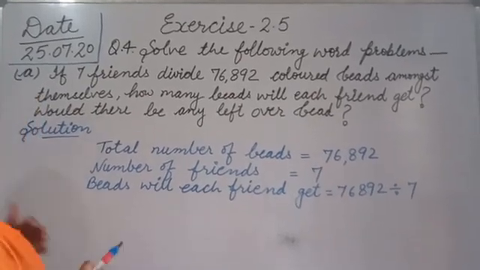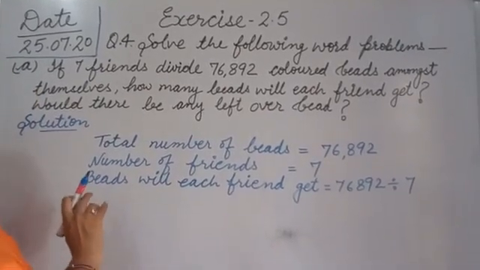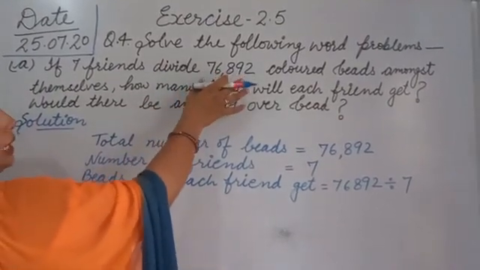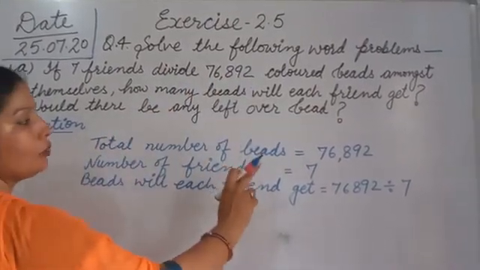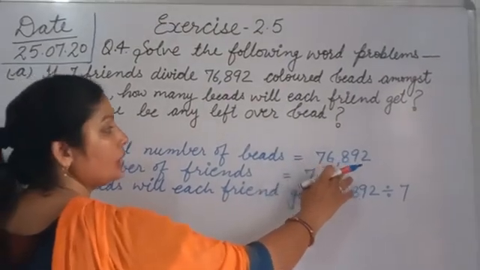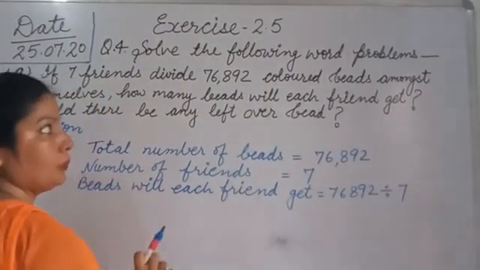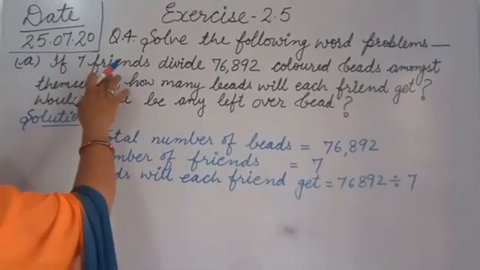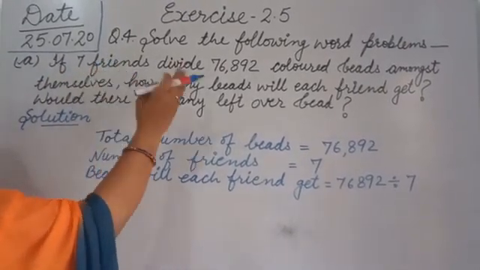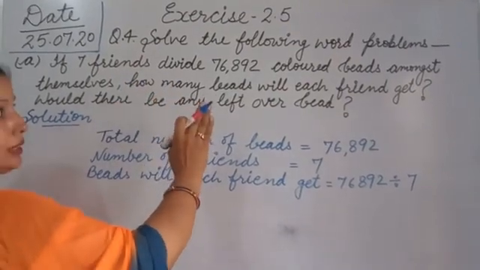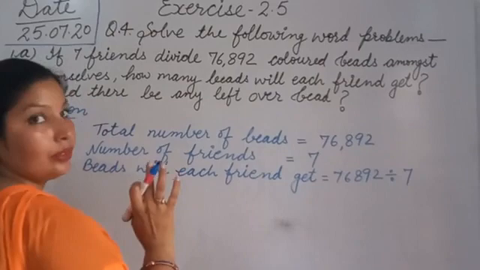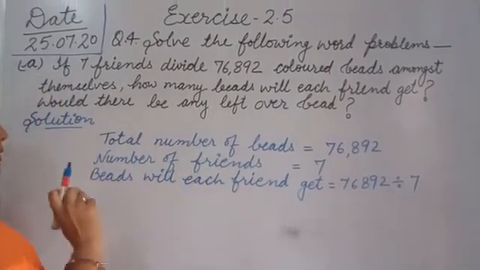Okay, now we start the solution. Total number of beads. First of all, these beads they have. So total number of beads are how many? 76,892. Okay. Now how many friends? 7 friends. It is given that 7 friends divide. 7 friends are dividing. So number of friends, how many? 7. We write here number of friends 7.